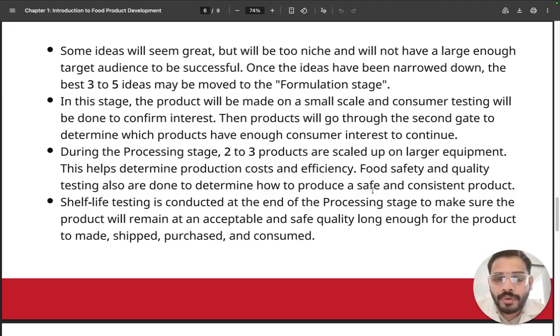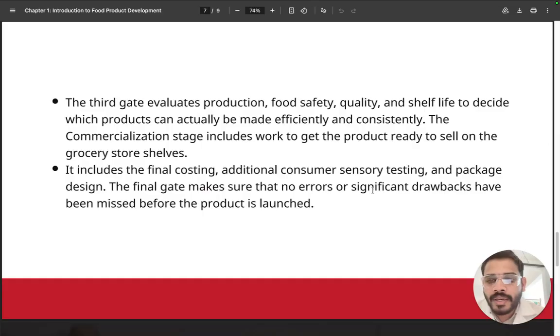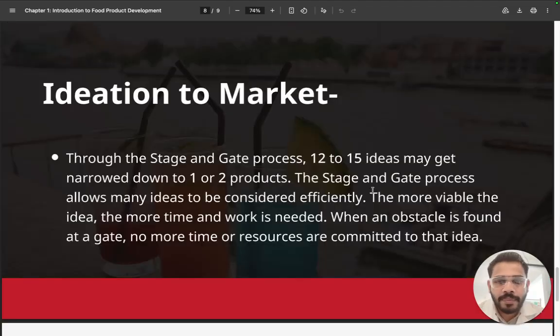So when we think about the commercialization aspects, we will think about the shelf life testing, the nutritional analysis, lots of things are there. So if I consider the ideation, it has 12 to 15 ideas, it will carry down to the formulation stage. It will come to 3 to 5 ideas. From that it will go for the processing. So in processing, 1 to 2, 3 products only scale up. Large equipment requirement, cost efficiency, food safety, quality testing, these all come there. And again shelf life study in the processing stage. Then we go for the commercialization, the sensory testing, consumer package design. So this is the way of product development mainly.